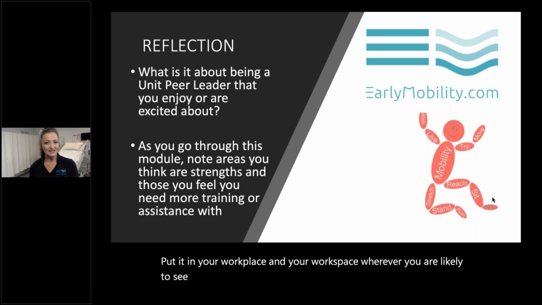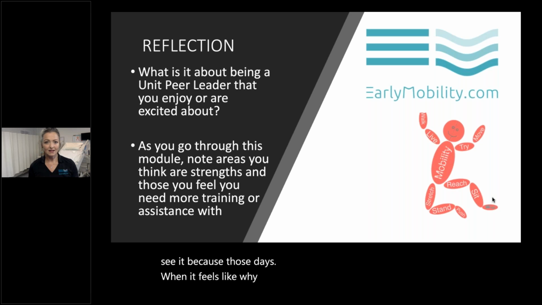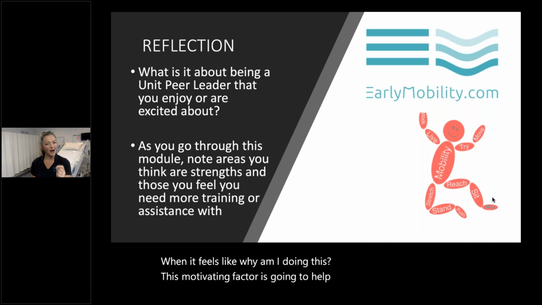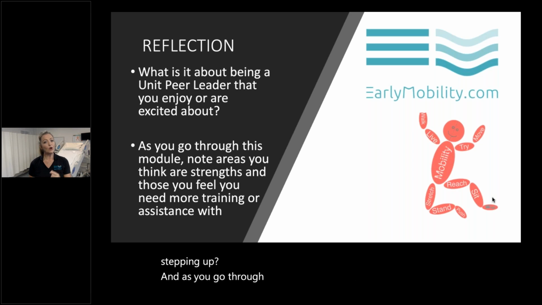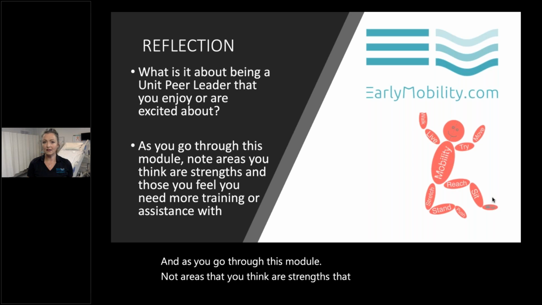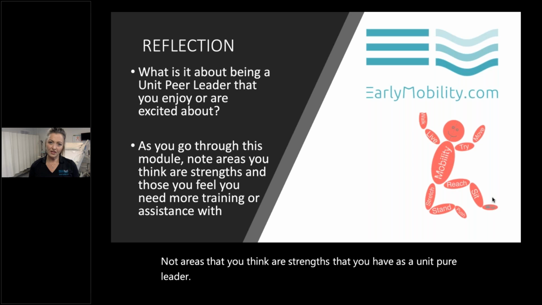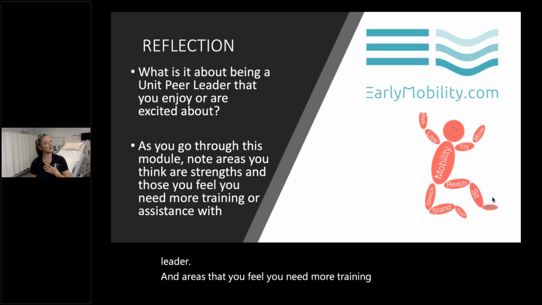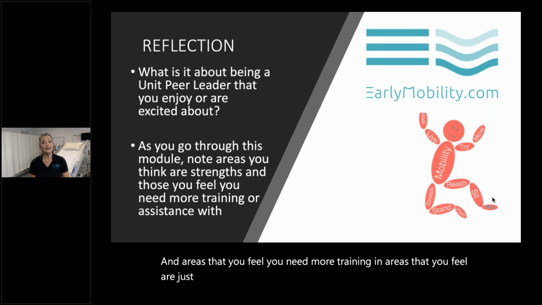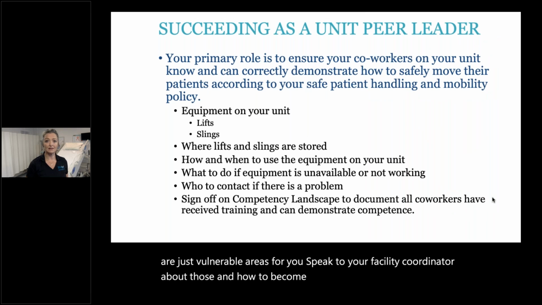Because on those days when it feels like, why am I doing this? This motivating factor is going to help you. The big why. Why am I stepping up? And as you go through this module, note areas that you think are strengths that you have as a unit peer leader, and areas that you feel you need more training in, areas that you feel are vulnerable for you. Speak to your facility coordinator about those and how to become stronger in those areas.